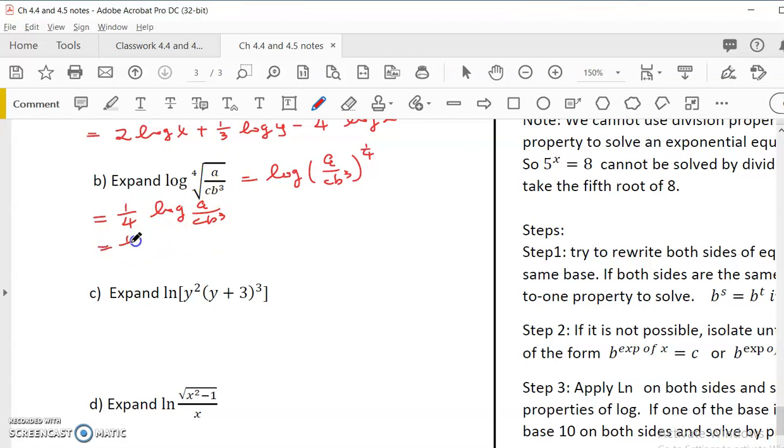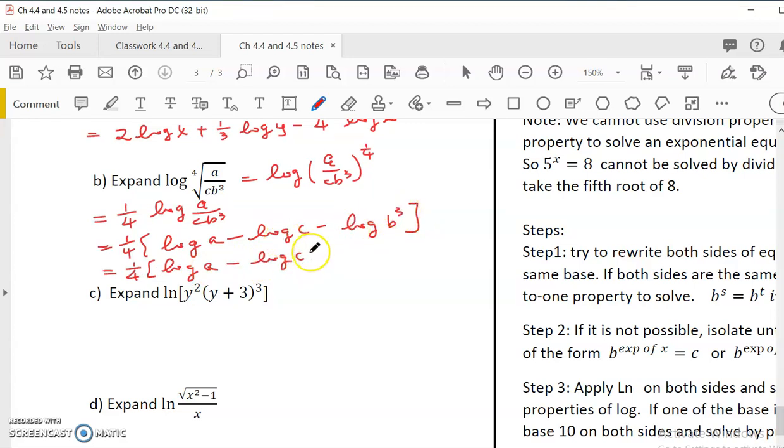Now the 1/4 stays outside, and you're going to split this into three things: a, c, and b cubed, right? So it'll be log a minus log c, and this is minus again, log b cubed. Why? Because I am still dividing. This b cubed is in the denominator, so I do subtract. Then I do 1/4 and clean up those exponents. Log a has nothing to clean up. Log c has nothing to clean up. This 3 can move outside. Minus 3 log b. So I will be working in individual logs.